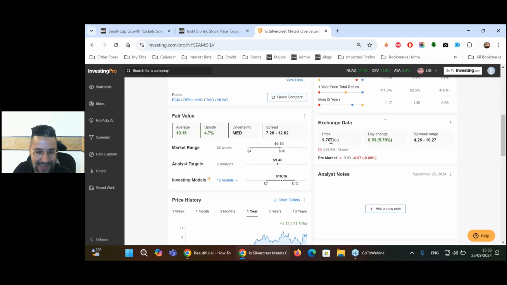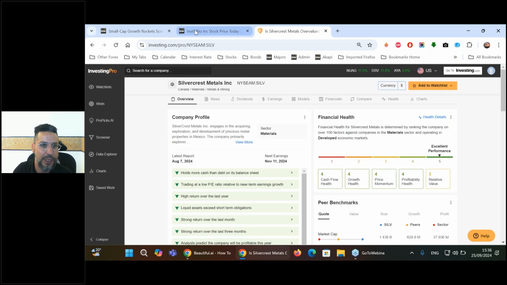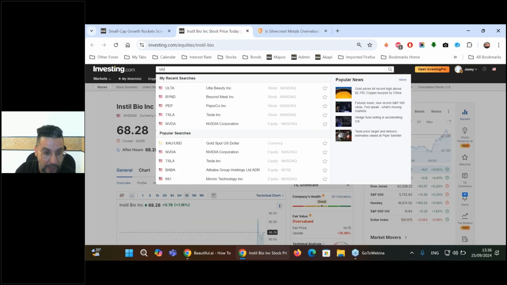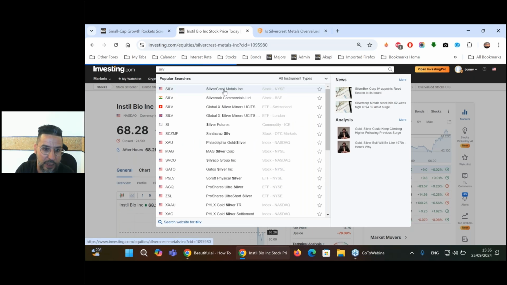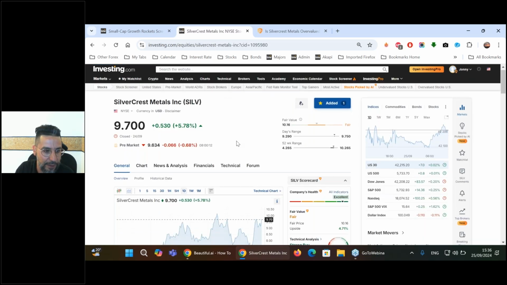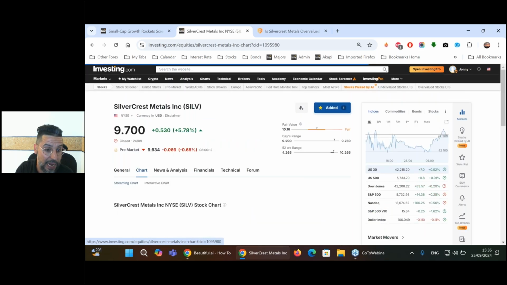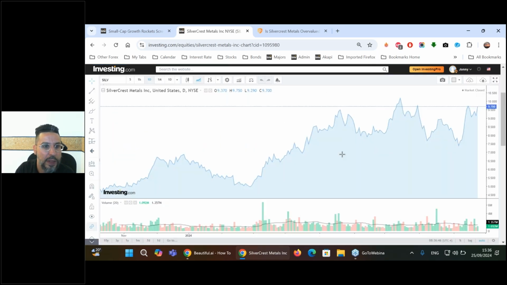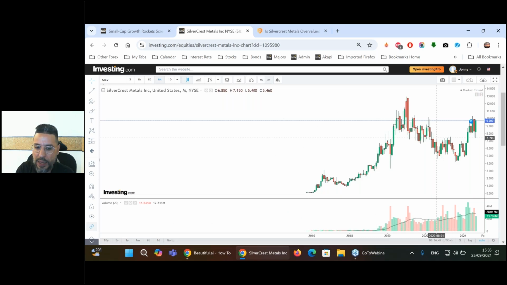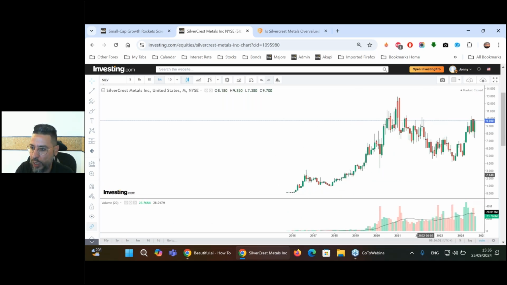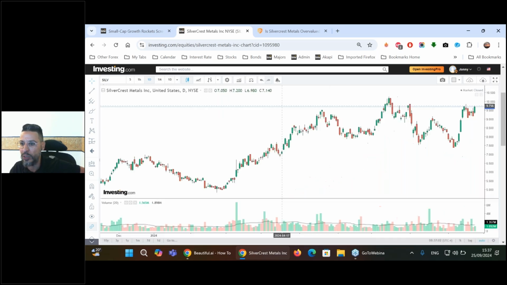It's trading at $9.70. Let's pull up the chart and see where Silvercrest can go. Again, silver prices are soaring, so it would make sense that a lot of these silver miners would follow suit. Let's take a look here. Again, we have a strong breakout. If we could get above $10.24, which was the 2024 high from July, that could signal higher prices. This is the peak that I want to see it retest and break above.